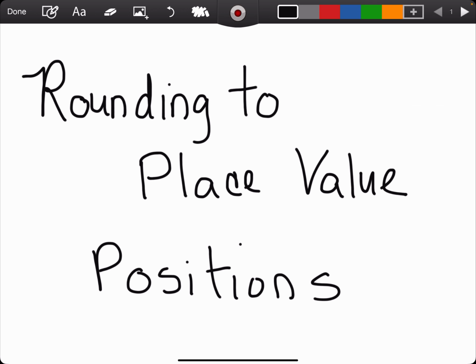Okay, I'm going to do this very quick video on rounding to place value position. So this is traditional rounding. We have gone over using the vertical number line, but here we're going to round numbers without the vertical number line and just using place value positions. So I'm just going to go over maybe 2 examples and how we could walk ourselves through it.